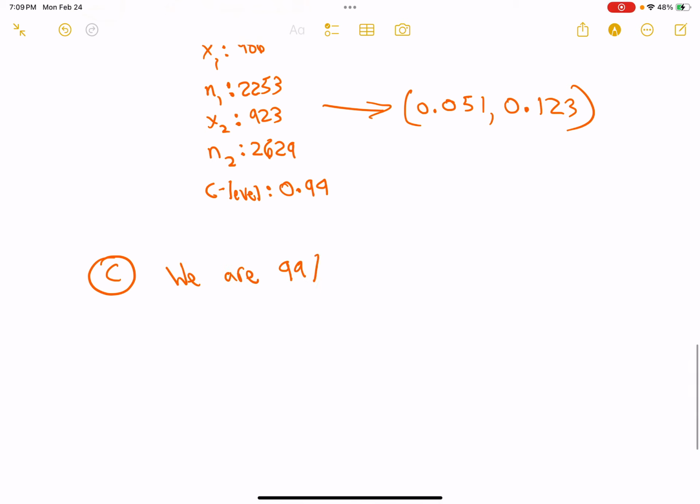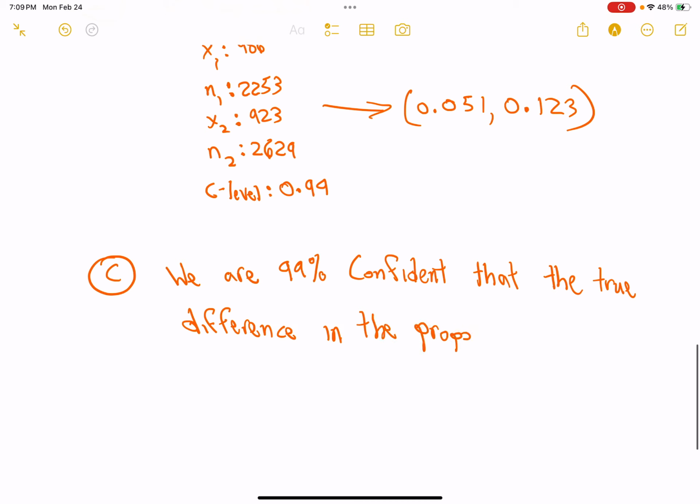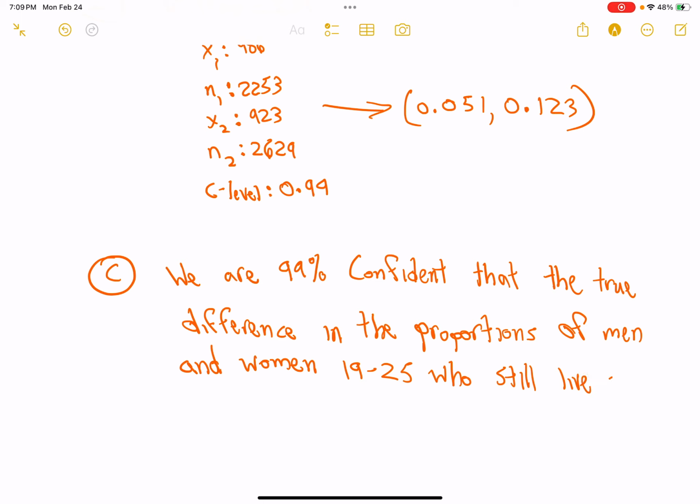We are 99% confident that the true difference in the proportions of men and women, 19 to 25, because that was the age range, who still, wow, a lot of writing, but we're heroic, we're philosophers, live at home, is between 0.051 and 0.123, and that is the Magic Legends.